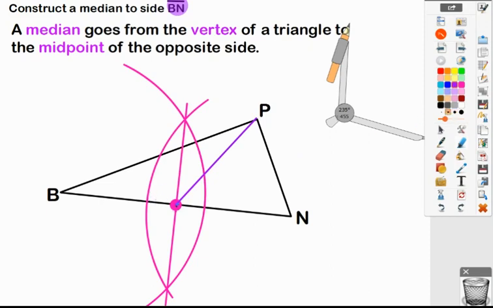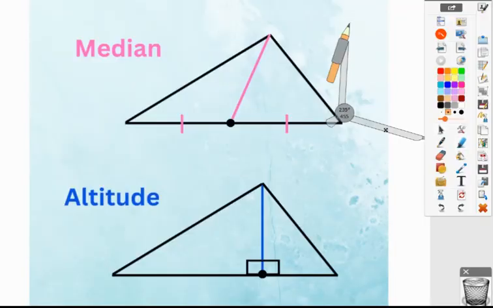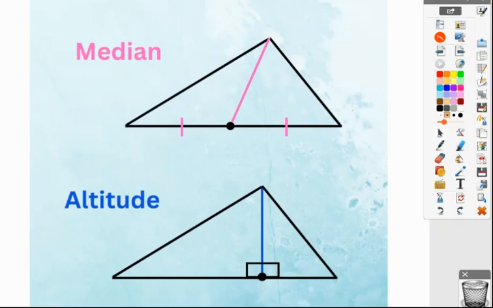Now, a lot of times, people confuse medians with altitudes. So I just want to take a minute and show you the difference. The median goes from the vertex of a triangle to the midpoint of the opposite side, whereas an altitude is perpendicular to the opposite side. This is just a visual to help you remember the difference between the two. The median goes to the midpoint and the altitude goes straight down. So, two different constructions, two things that are very easily confused.